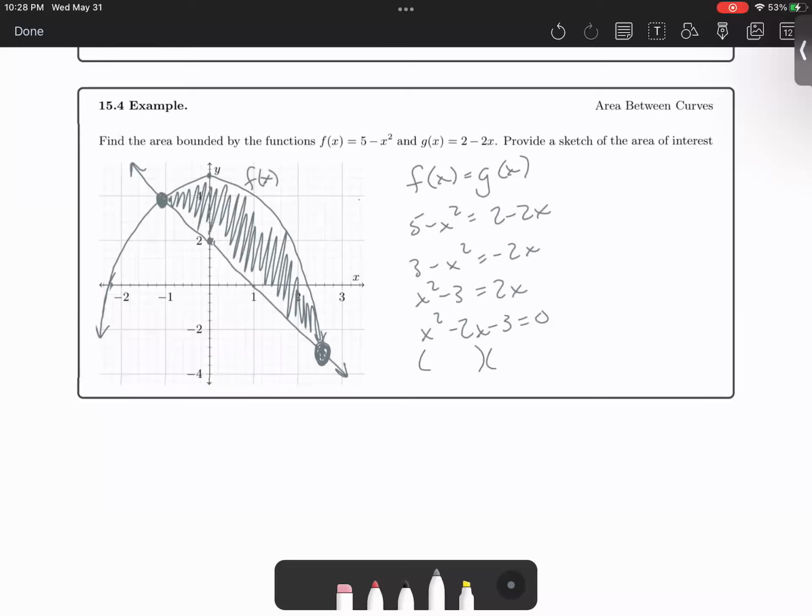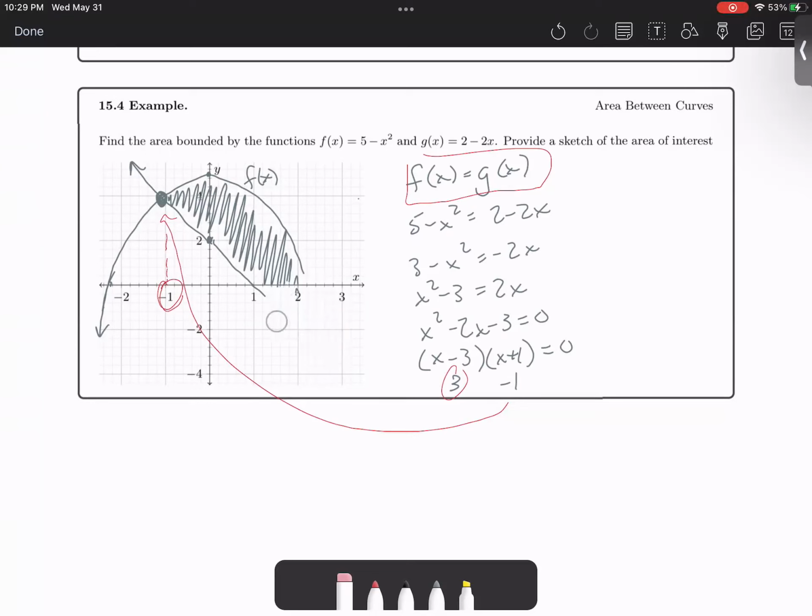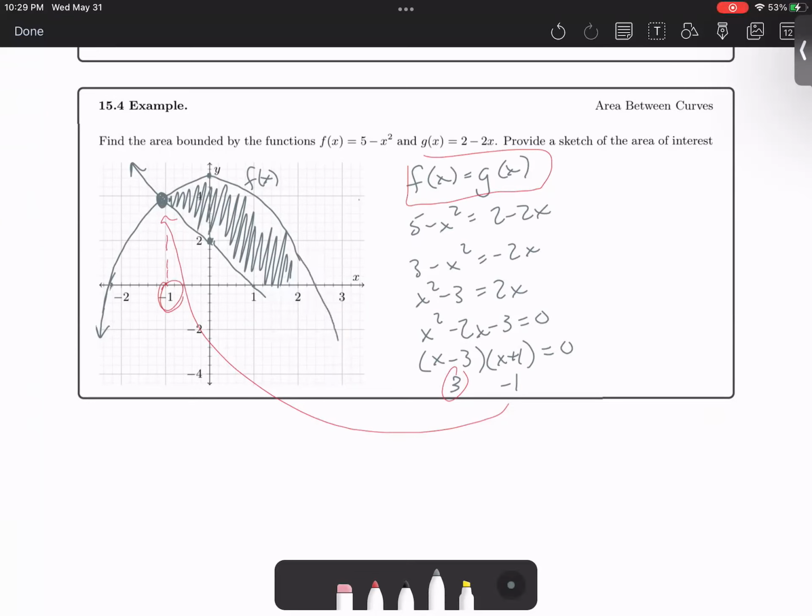I believe this factors nicely. We could say minus 3 and then plus 1. So we've got a 0 at 3. We've got a 0 at minus 1. So the minus 1 is right there. Right, when x is equal to minus 1, my two functions are equal to each other. And then apparently my graph doesn't look very good. That point right there is supposed to happen when x is equal to 3. So let me try to fix that a little bit. There we go.